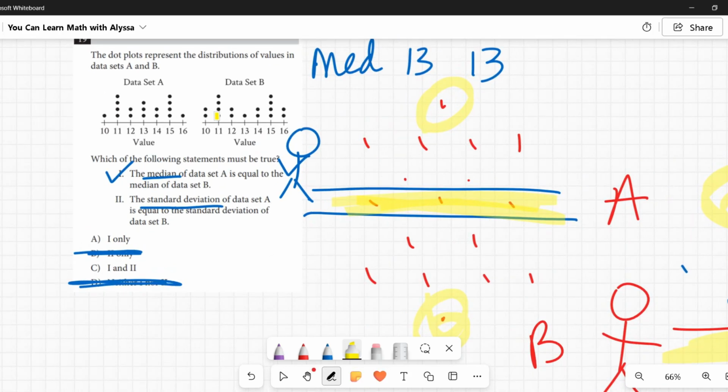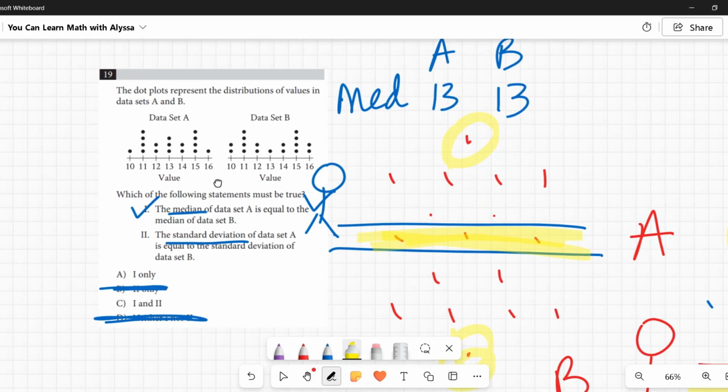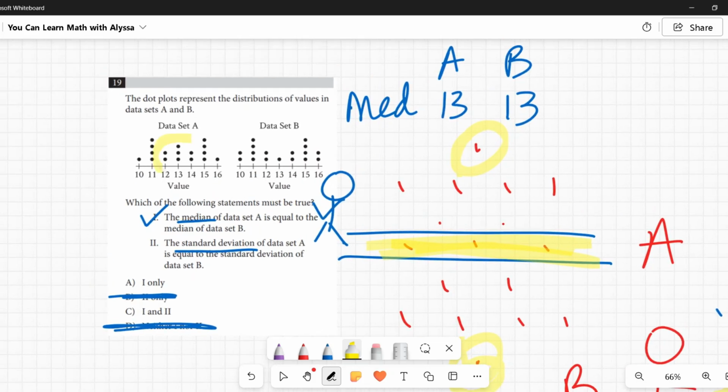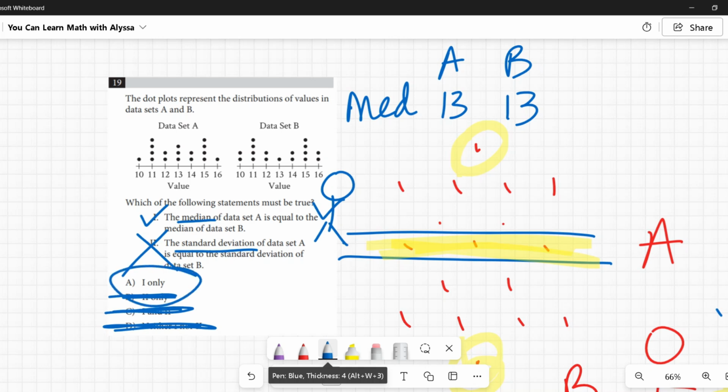And you can tell this by looking at the graphs as well. You can see that. So like here, you can see there's more closer in the middle, and there's fewer here because you got that 1 difference. The standard deviations are not the same. So this is not a must be true. C is out. Only 1 is true. That is my answer. A, 1 only.